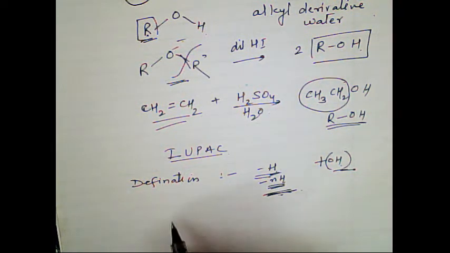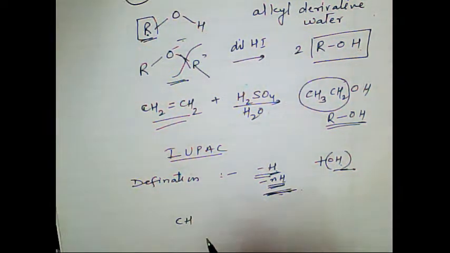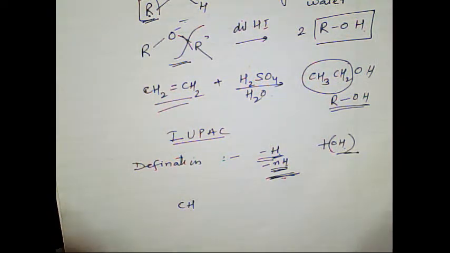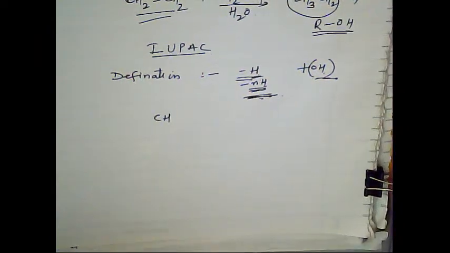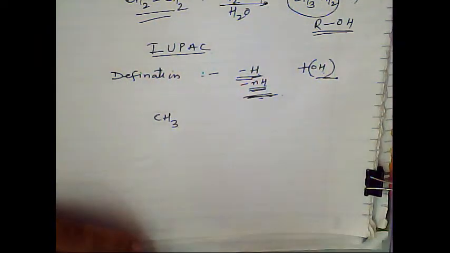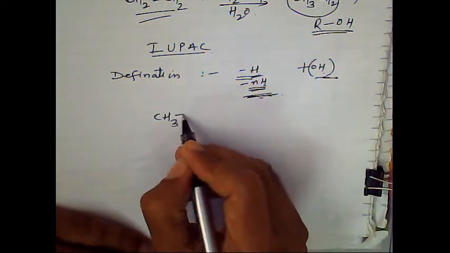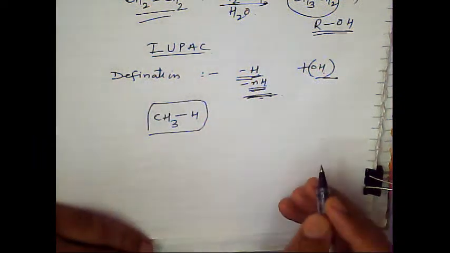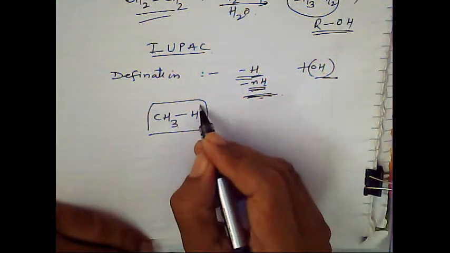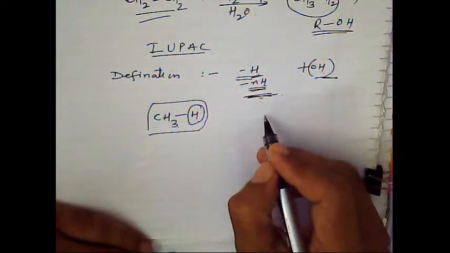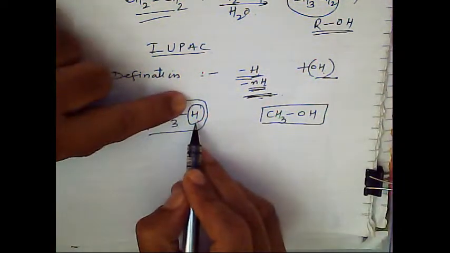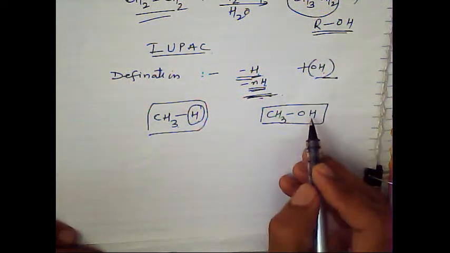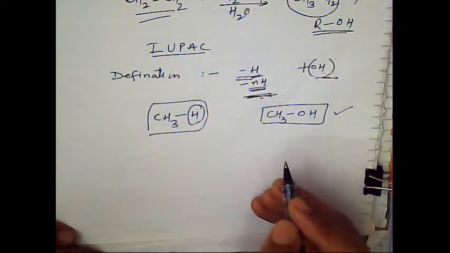Now, suppose we have one hydrocarbon, that is methane. Do you see it straight or upside down? CH3-H, that is the first hydrocarbon, methane. If you replace one hydrogen atom with an OH group, it will become CH3-OH. By removing one hydrogen atom and adding one OH group, we get an alcohol called methyl alcohol.